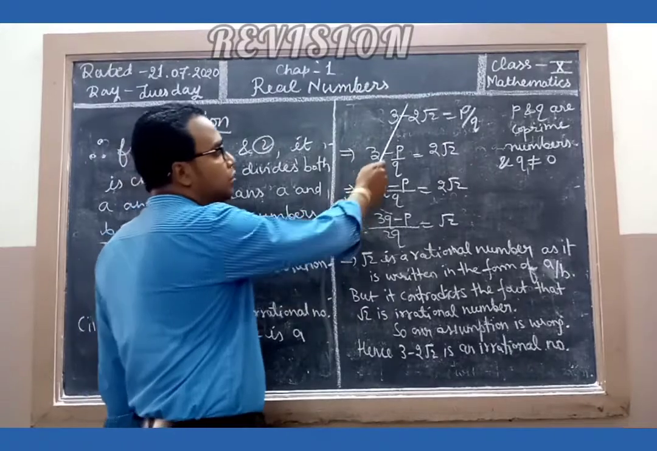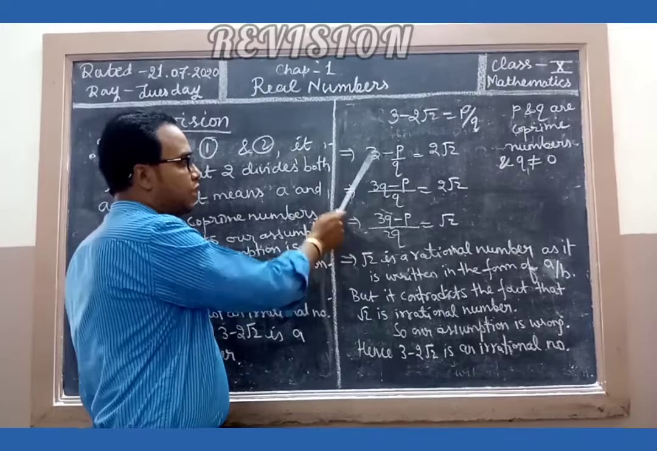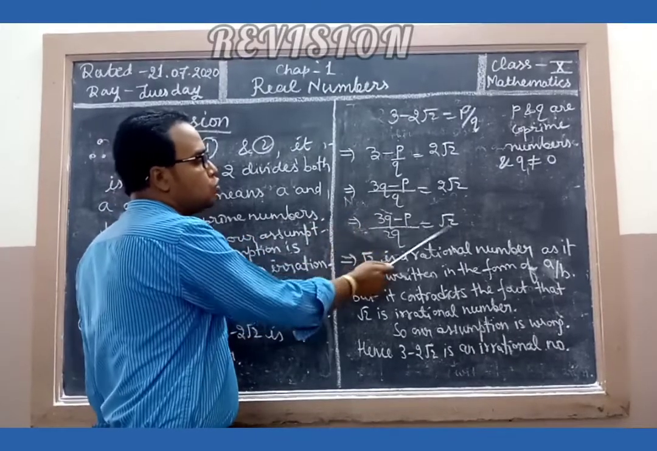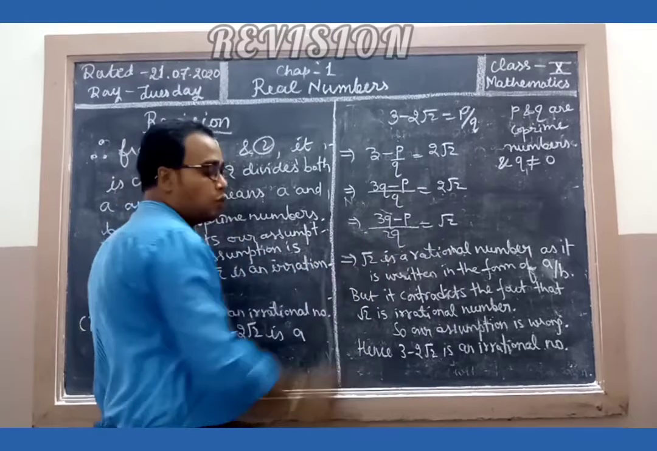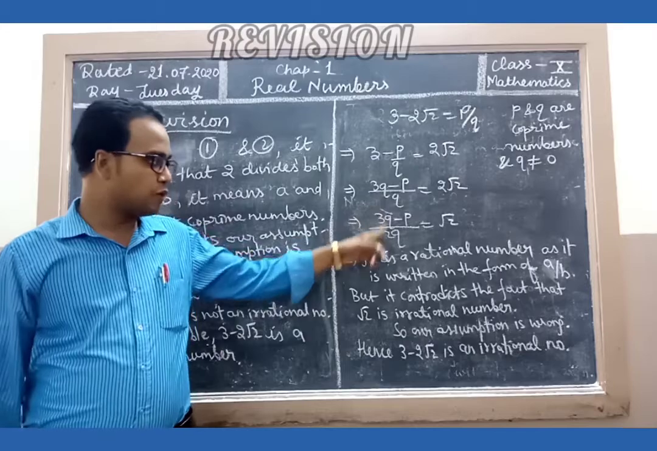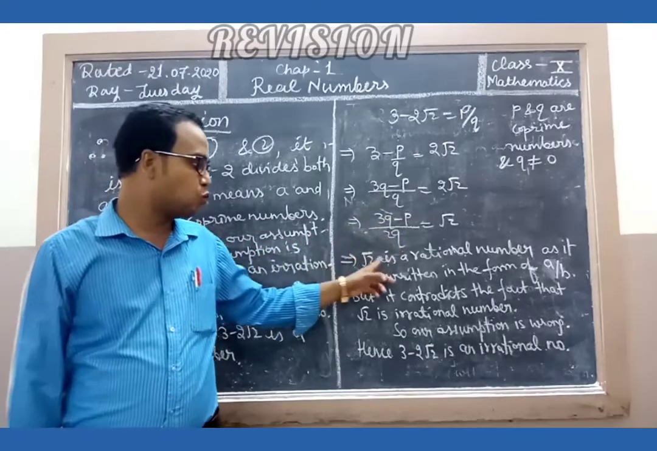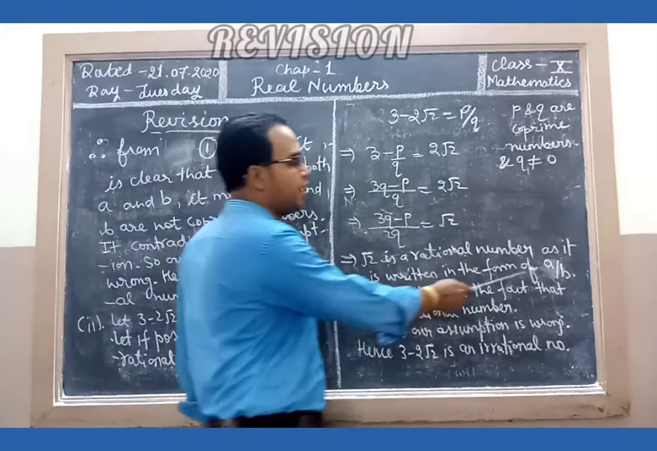So we shift minus 2 root 2 to the RHS and p by q to the LHS. On taking LCM, (3q minus p) upon q equals 2 root 2. So root 2 equals (3q minus p) upon 2q. So we observe that root 2 is of the form a upon b. This implies that root 2 is a rational number, as it is written in the form of a upon b.